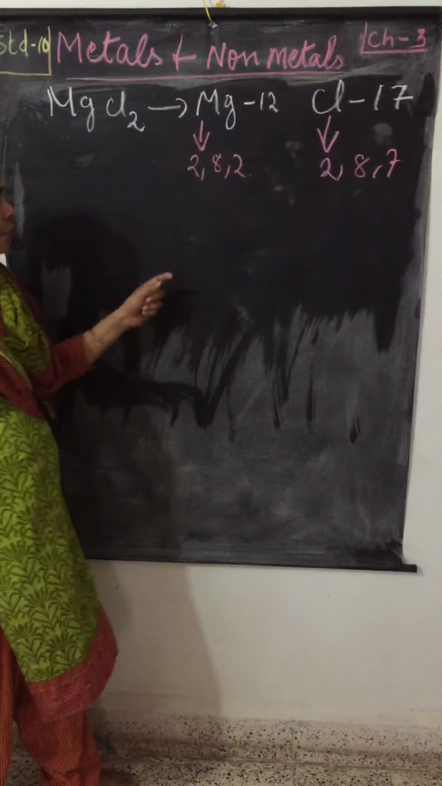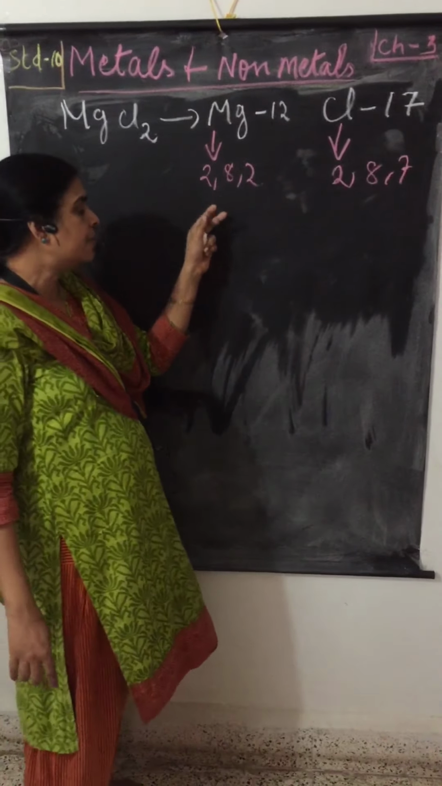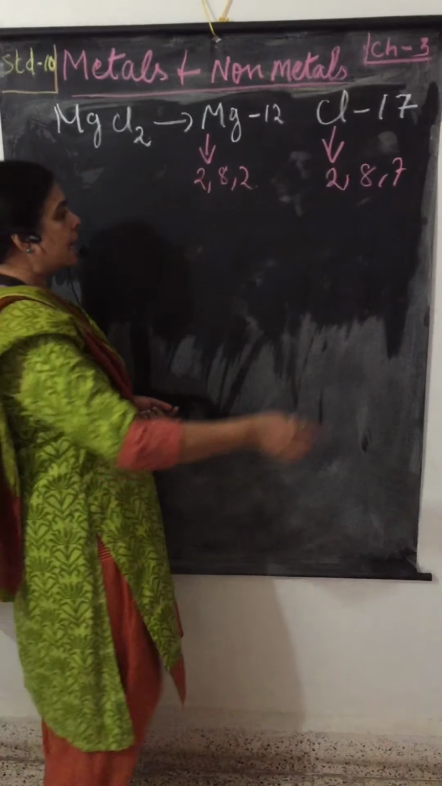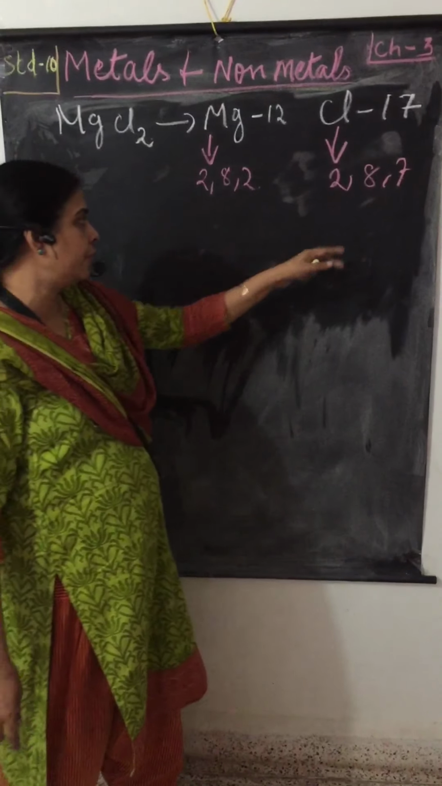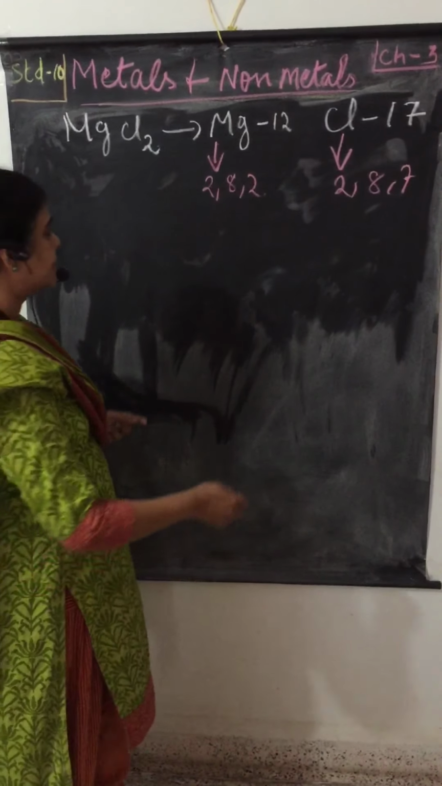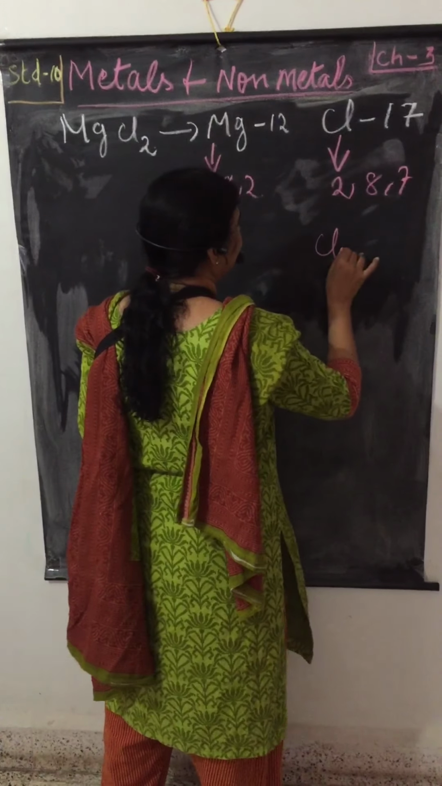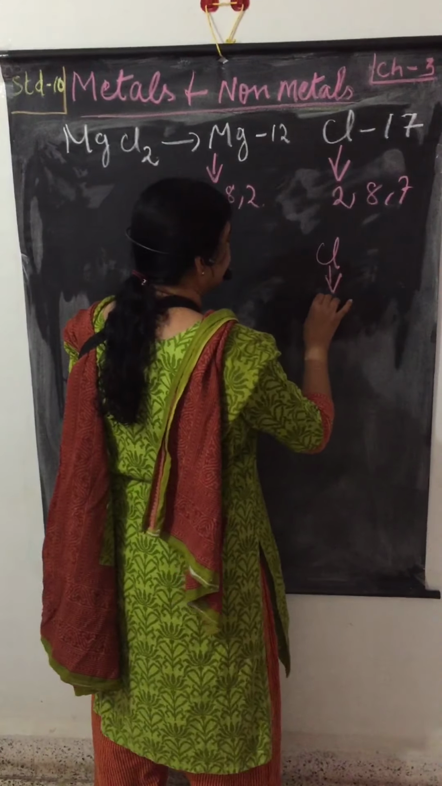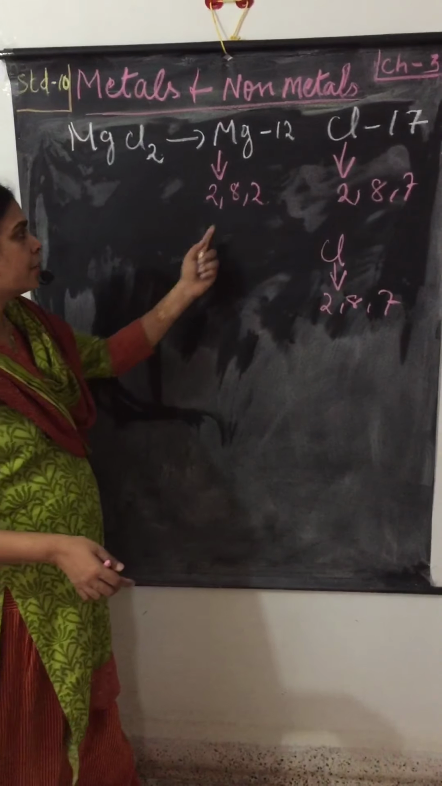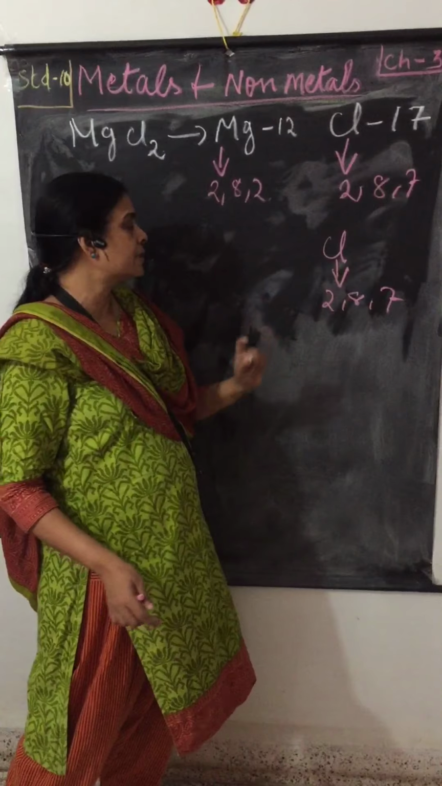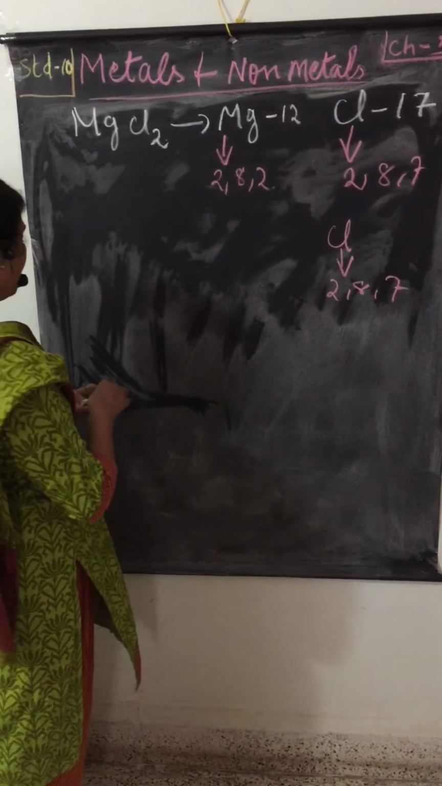Here magnesium has 2 excess electrons to become a stable configuration, and chlorine is deficient by 1 electron to become stable. As there are 2 chlorine atoms, one magnesium will give its electrons to 2 chlorine atoms. Magnesium can give 1 electron to this chlorine and 1 electron to the other chlorine so that each becomes a stable configuration. Now let us see how it forms.